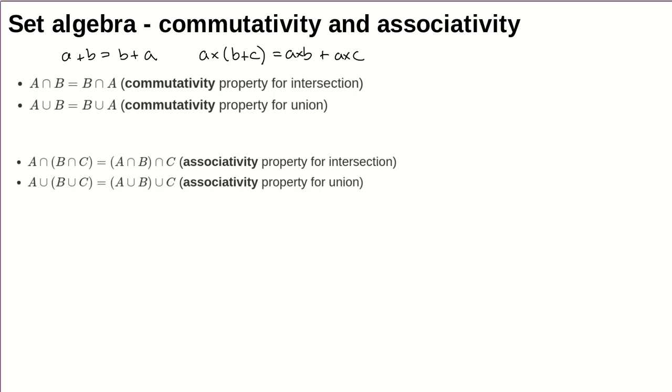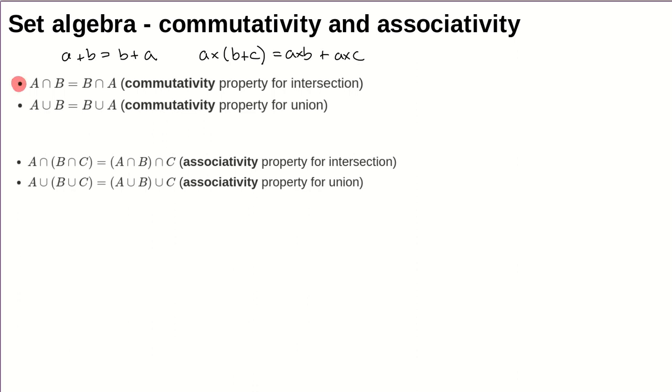So given that those arithmetic rules are so useful, it would be nice to have similar rules which govern how intersection and union behave. And that's what this video is about. We're going to develop some of the rules about intersections and unions. And we're going to start off on this slide with the commutativity and associativity properties for intersection and union. So let's begin with commutativity.